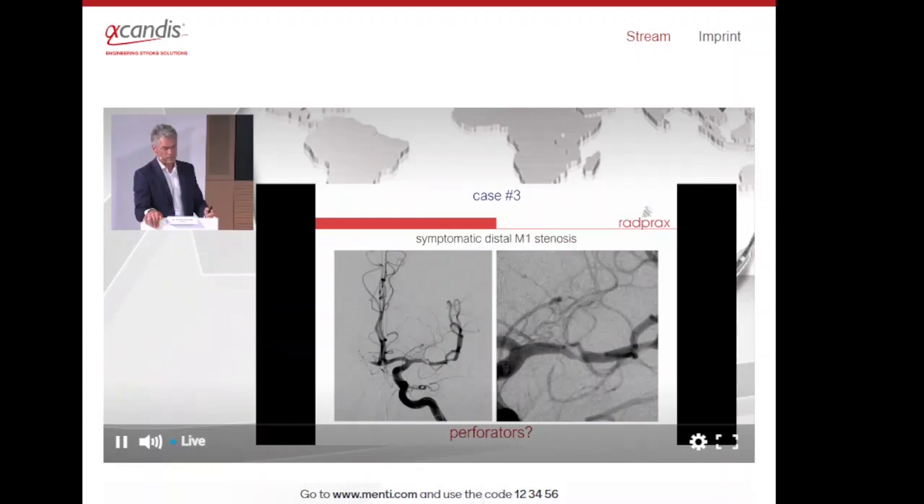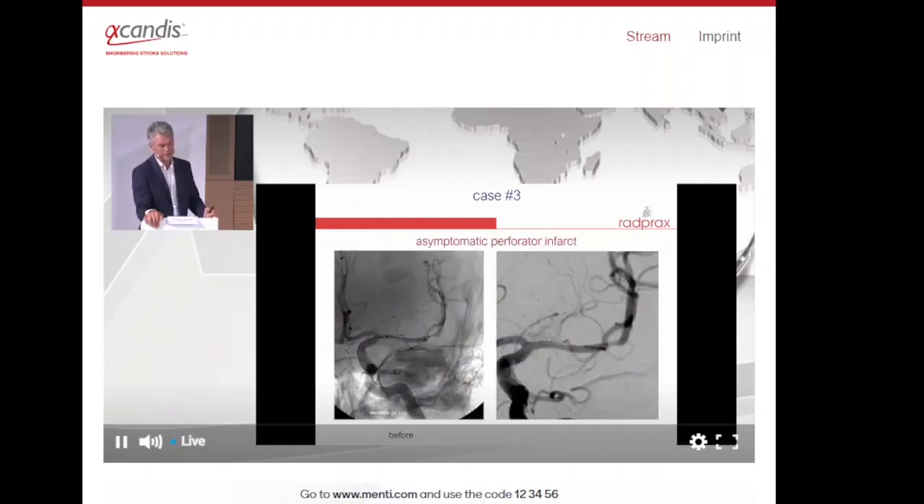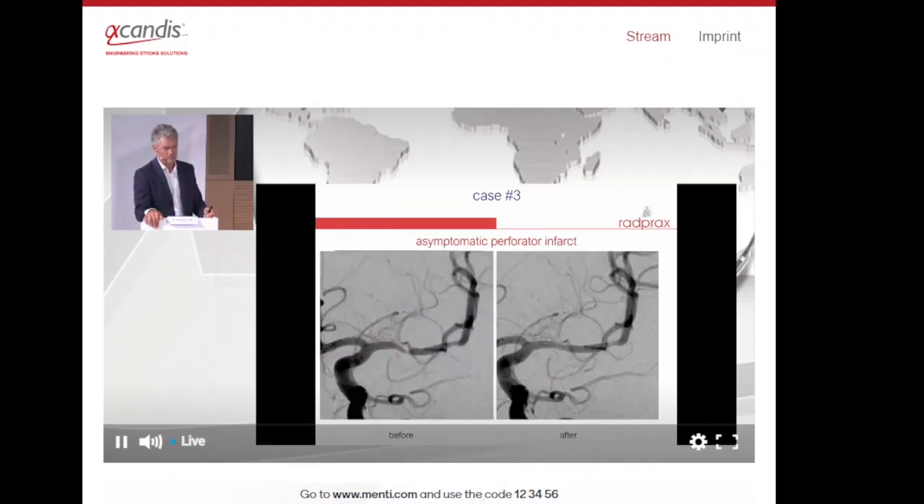Again, M1 stenosis. Are there any perforators surrounding the M1 segment? The majority of them seem to be in the proximal M1 segment, so there's not a big matter of concern, but it's also hard to say whether one of these crossing vessels in the distal M1 segment is a perforator or not. And this patient had a basal ganglia infarct, but it was asymptomatic, and the angiography result was very nice. Before, after, I don't see any occluded vessels.